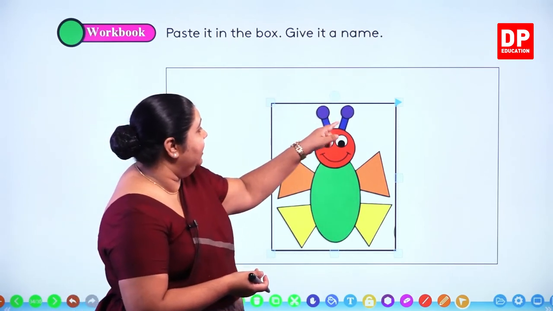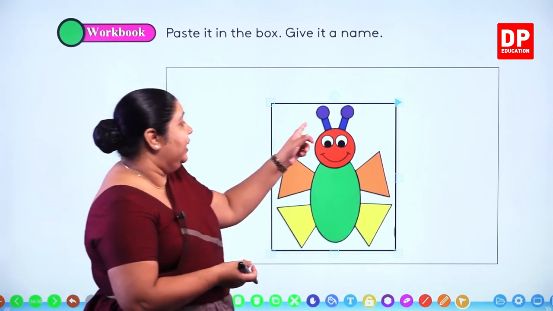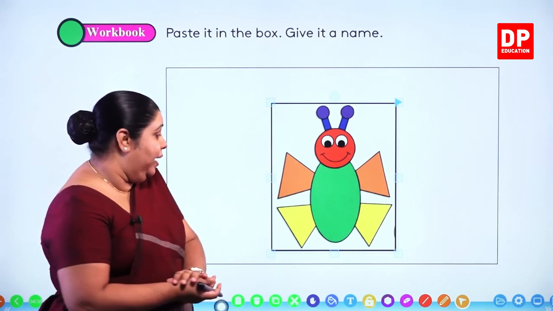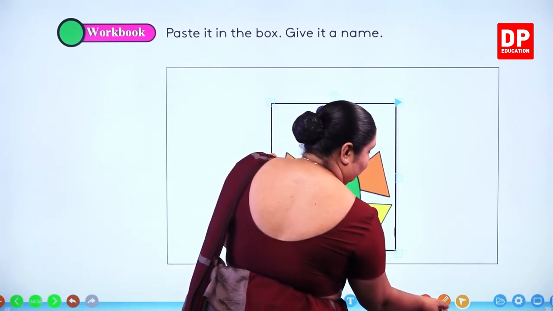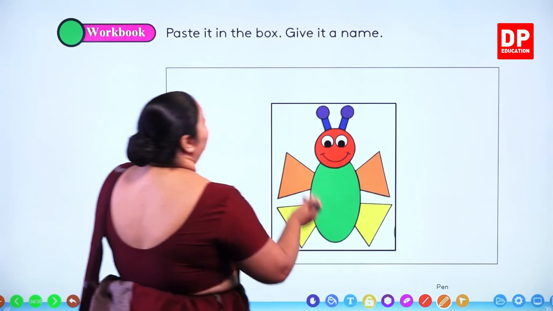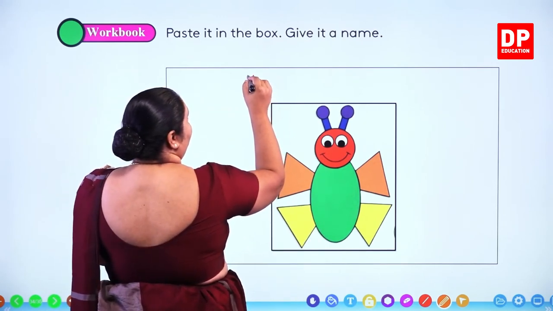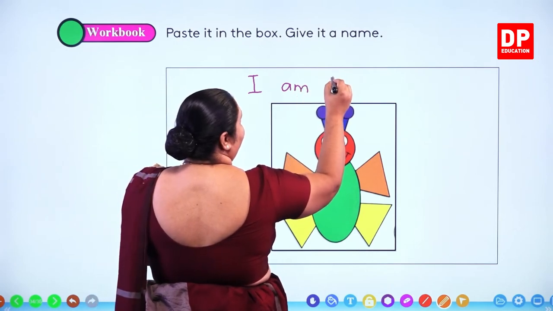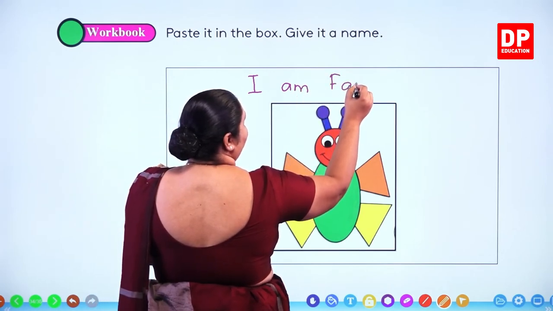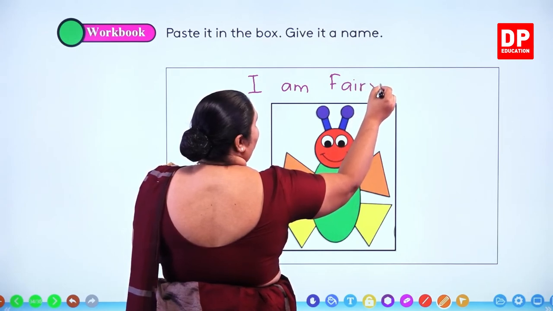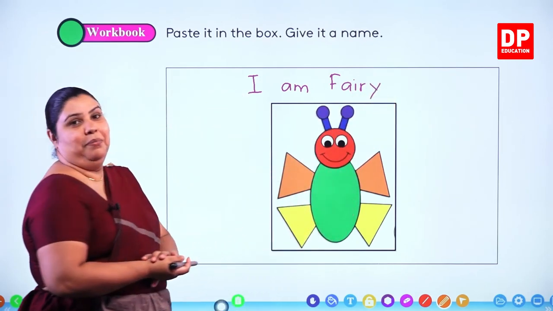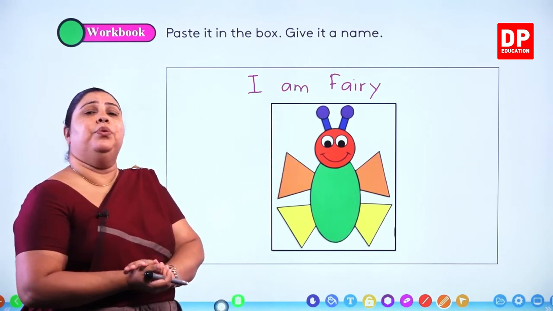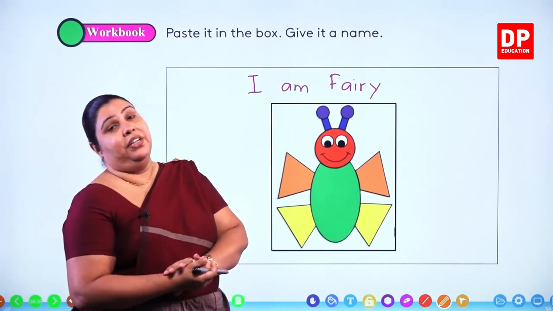Then they have their antennas. I have used little rectangles and circles over here. And I'm going to name my little butterfly. I am Fairy. What's the name of my butterfly? I am Fairy. That's her name. Give it a name. You also can think of a beautiful name depending on what you have made.